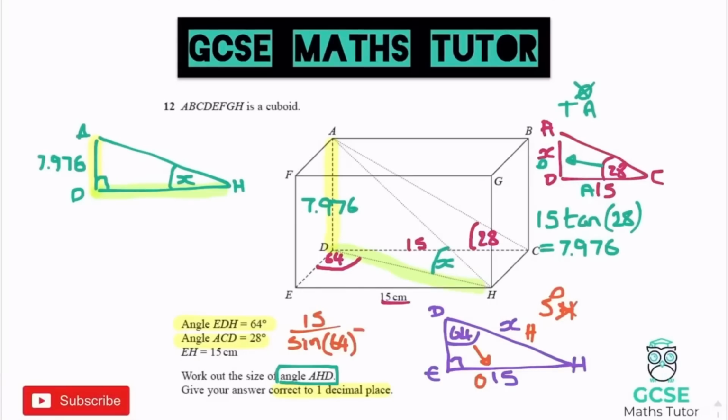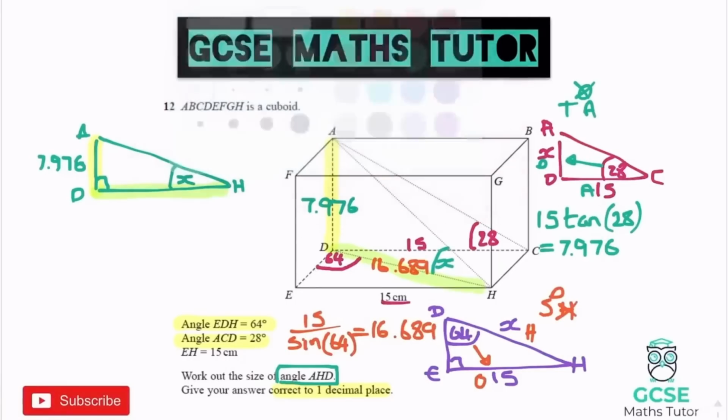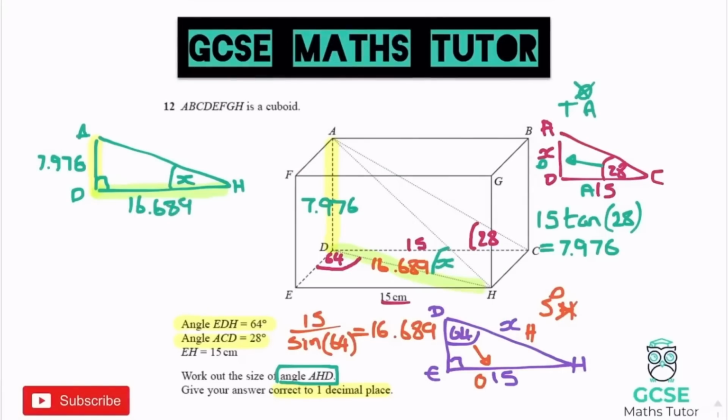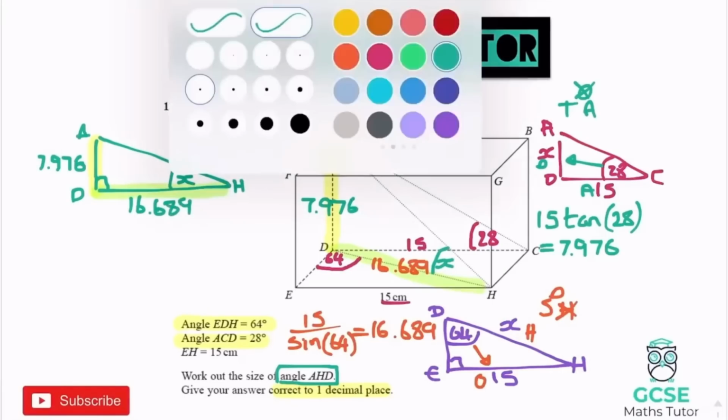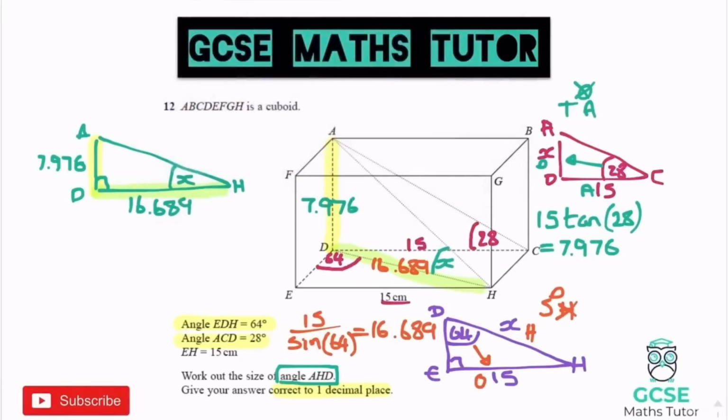Okay, so 16.689. There we go, and let's label that on the diagram. And we can then label that obviously on our triangle over there on the left. So now we've got 16.689 for the bottom there. And now we can actually finish the question off. Now we've got that triangle on the left there. We've got all the side lengths we need, or 2 of them at least, so we can find the size of the angle.